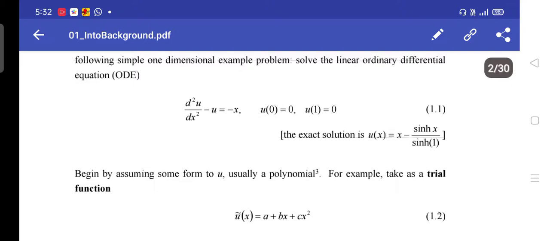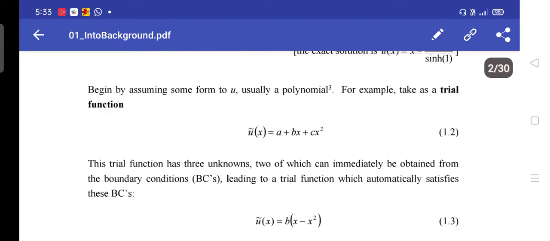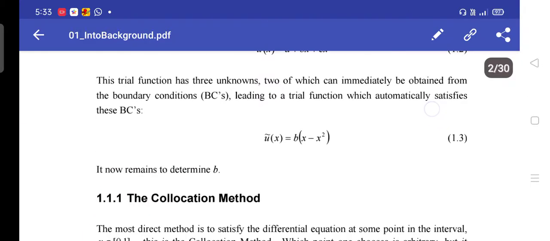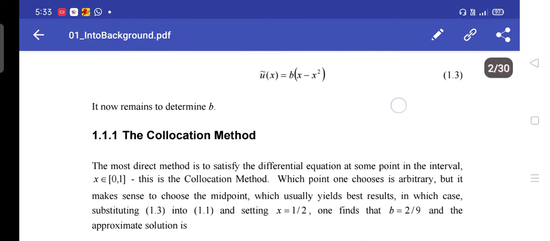The exact solution is u(x) = x − sin(x)/sin(1). By assuming a form for u, usually a polynomial, for example, take a trial function u(x) = a + bx + cx². This trial function has three unknowns, two of which are immediately obtained from the boundary conditions, leading to a trial function which automatically satisfies the boundary conditions: u(x) = b(x − x²). It now remains to determine b.